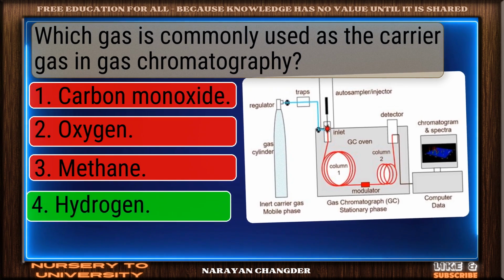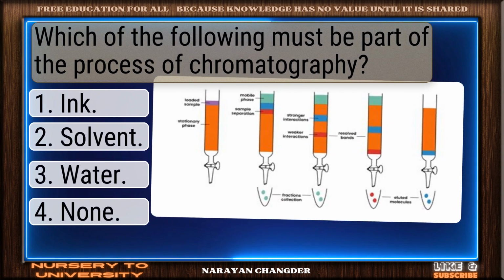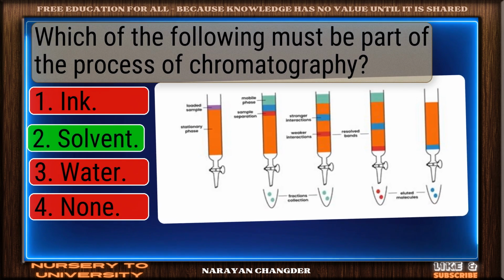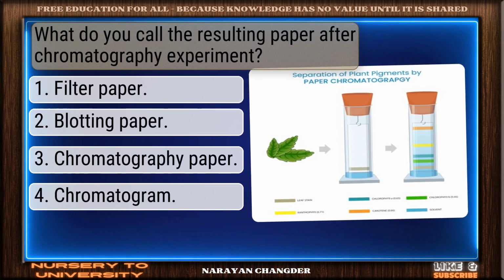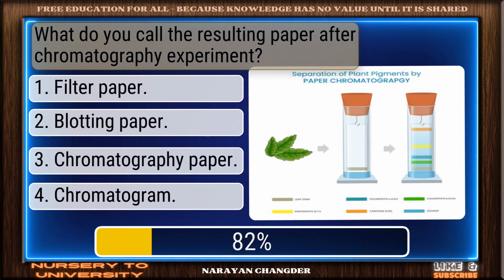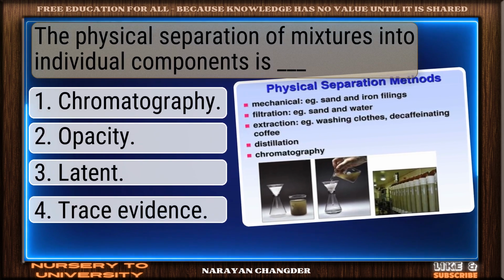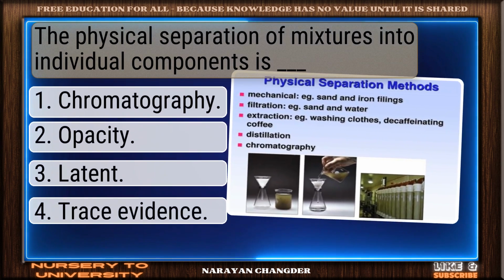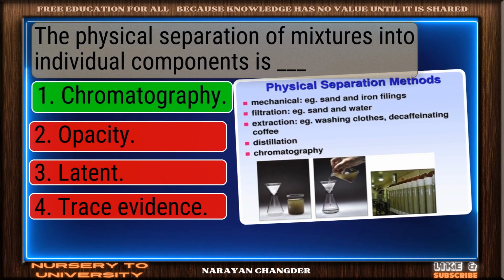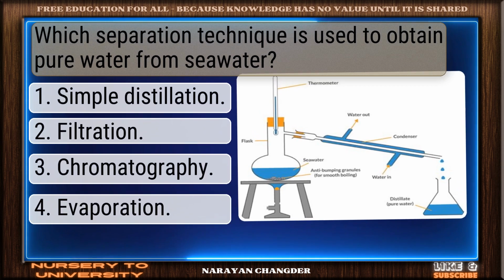Correct response, hydrogen. Which of the following must be part of the process of chromatography? That's accurate, solvent. What do you call the resulting paper after chromatography experiment? Commendable response, chromatogram. The physical separation of mixtures into individual components is dash. Chromatography is correct. Which separation technique is used to obtain pure water from seawater?